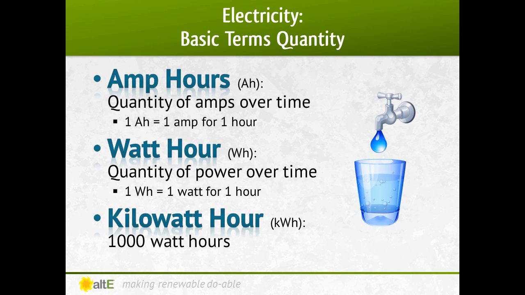We'll continue with the water analogy. How much water do we have? Amp hours, or AH, is the quantity of amps over time. 1 amp hour equals running at 1 amp for 1 hour. Watt hours, or WH, is the quantity of power used or generated over time. 1 watt hour is 1 watt generated or used for an hour. You'll often see the phrase kilowatt hour. That is 1,000 watt hours.